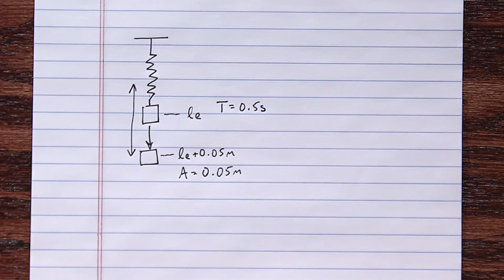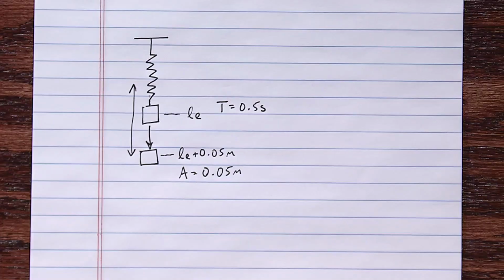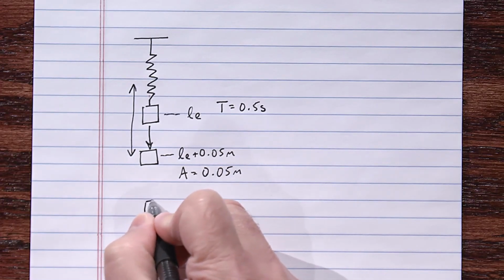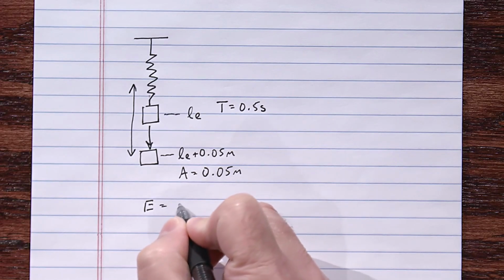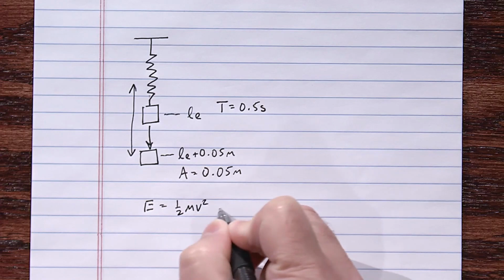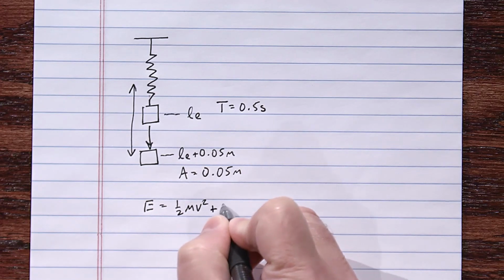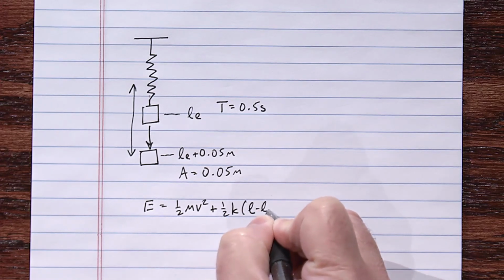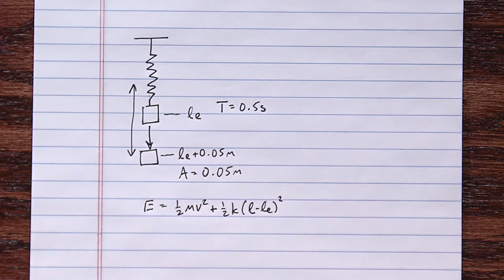And now, there's a couple ways we can go about answering this question. And that's something that you should realize as well, is that there are different ways about answering all of these questions. One is to consider energy. Energy is equal to 1/2 mv squared plus 1/2 k times L minus L equilibrium squared.